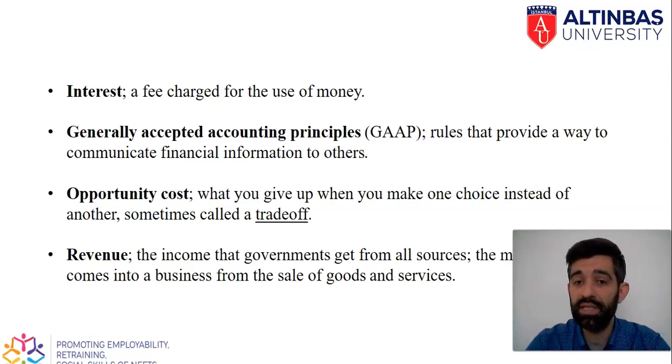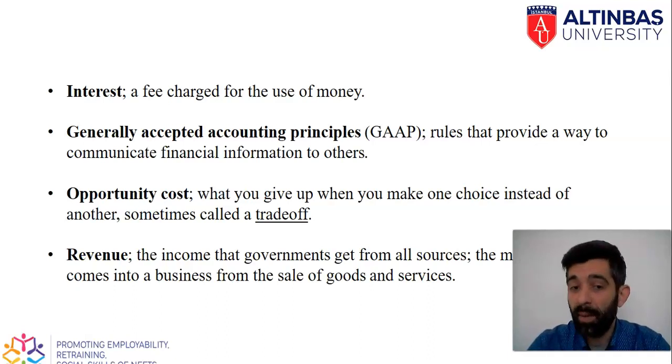Generally accepted accounting principles are called GAAP. These are the rules that provide a way to communicate financial information to others. And opportunity cost does not only belong to accounting and finance; it's also something we talk about in our lives. It's what you give up when you make one choice instead of another, sometimes called a trade-off. I'm repeating again, it's not only limited to accounting and finance, you also use it for personal use.